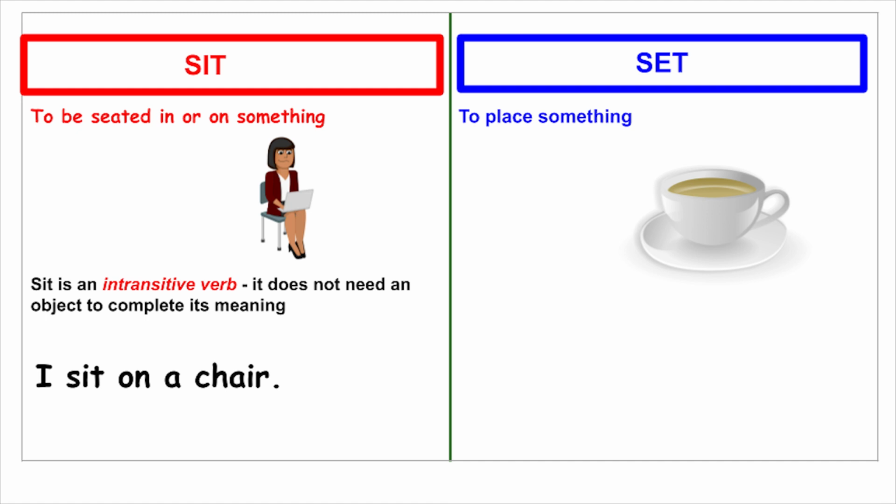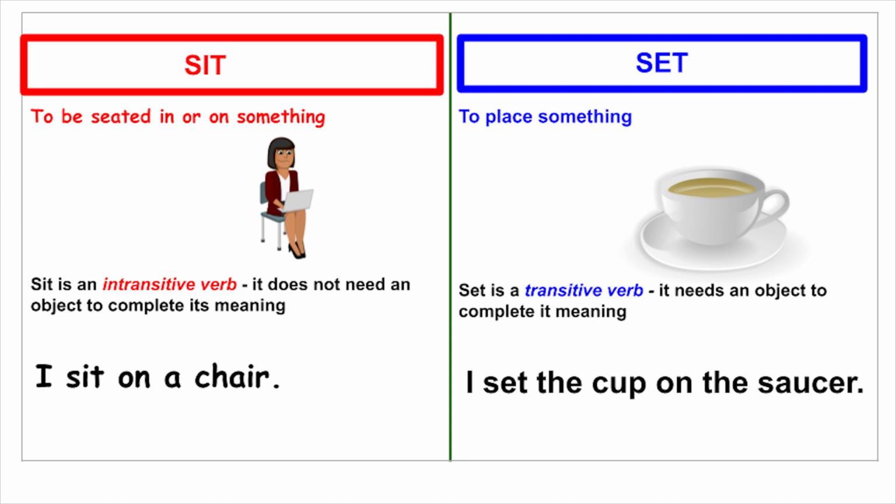Now, let's look at set. Set is a transitive verb. That means it needs an object to complete its meaning. For example, I set the cup on the saucer. If we just said, I set, that would not be a complete sentence. We would have to ask the question, set whom or set what? I set the cup on the saucer. So the cup is the main object of the verb set. The action is transferred to the cup.